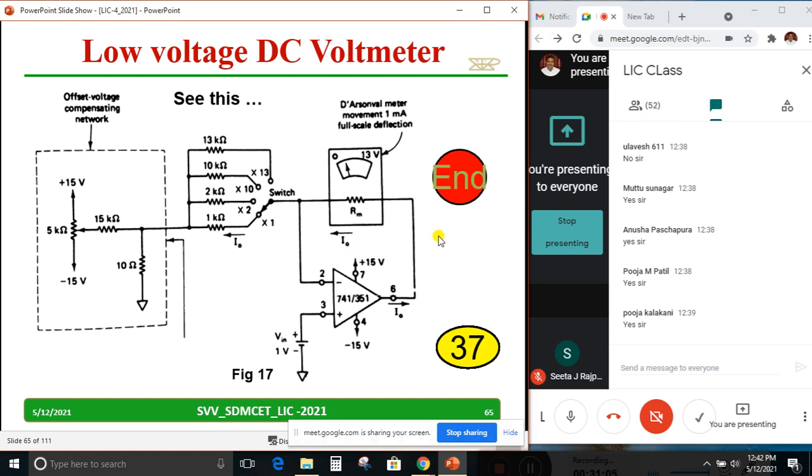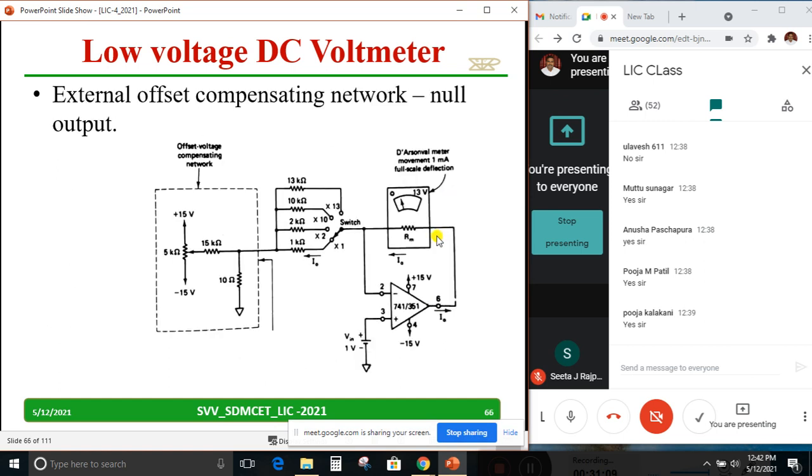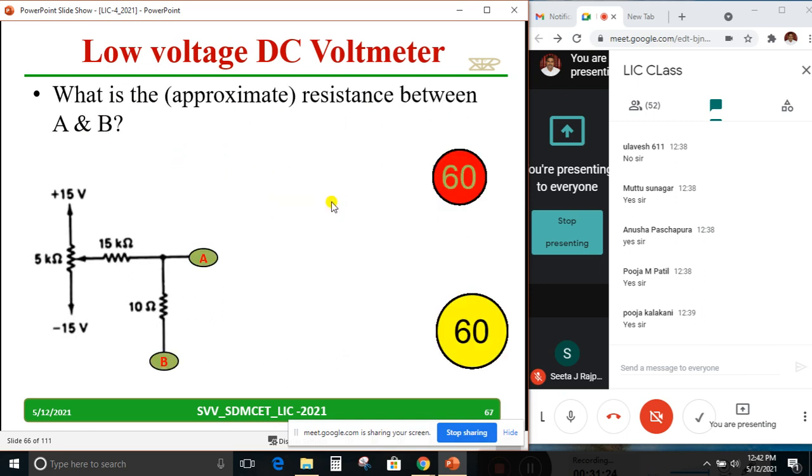Offset voltage compensating network, all of you have known. What is the use of that? To make output voltage equal to 0 when the input is 0. Okay. External offset compensating network to null the output. This we have discussed already in detail. Now let us go to the next.